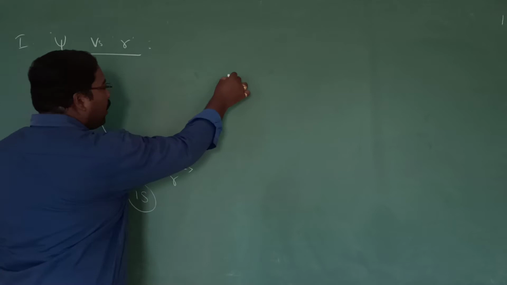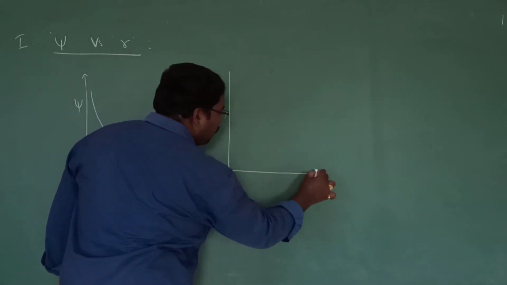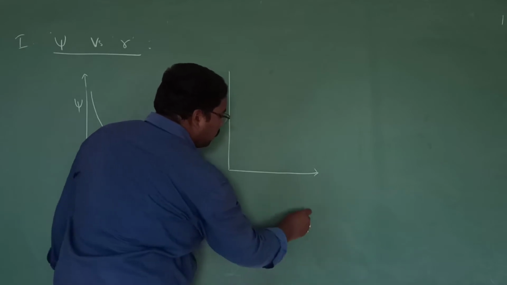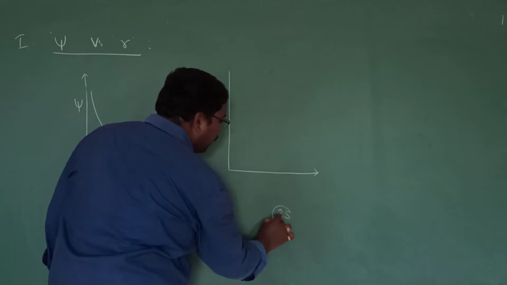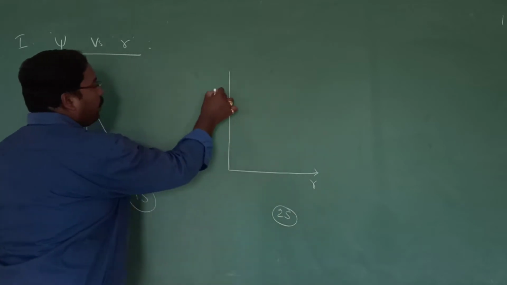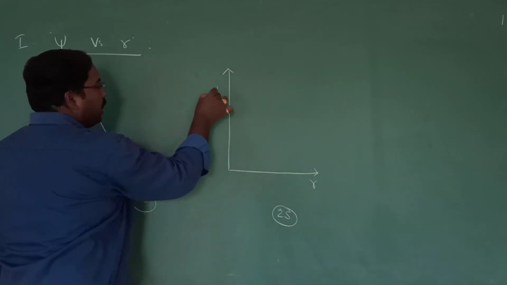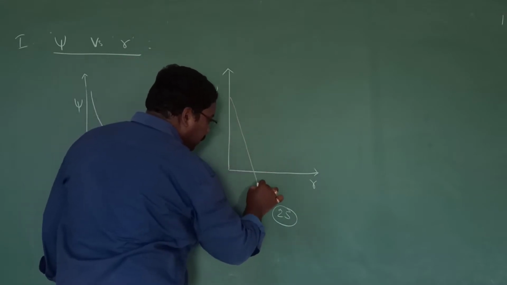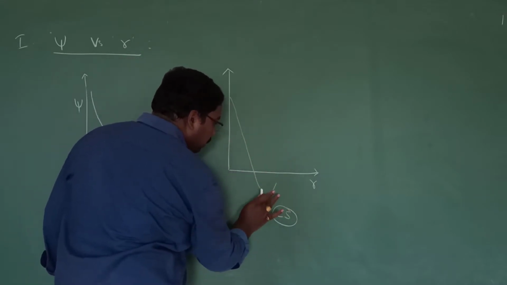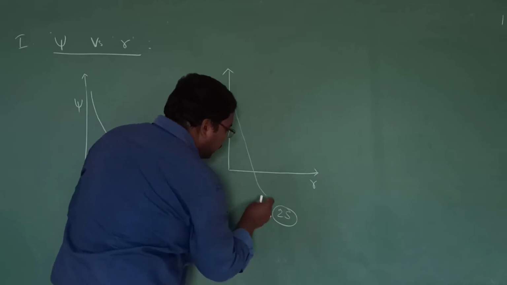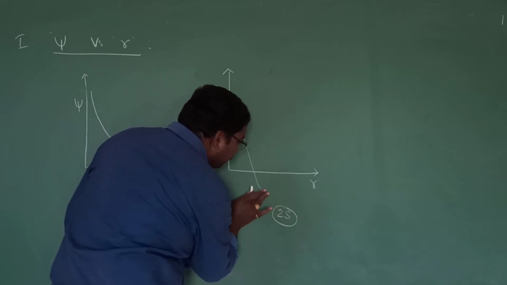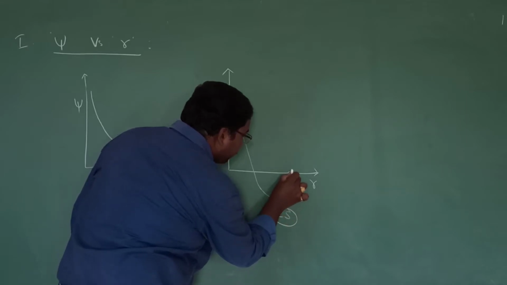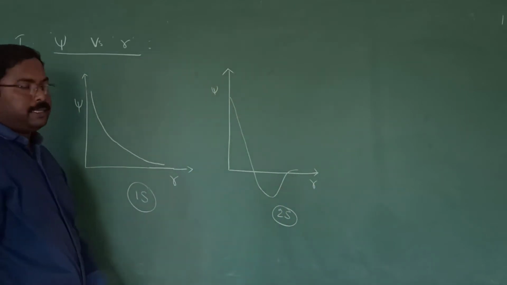But when we draw the graph for 2s orbital, so this is the graph for 2s orbital between R versus psi. Then we are getting the graph in the way like this. So slowly decreasing. Then we are getting the graph like this.